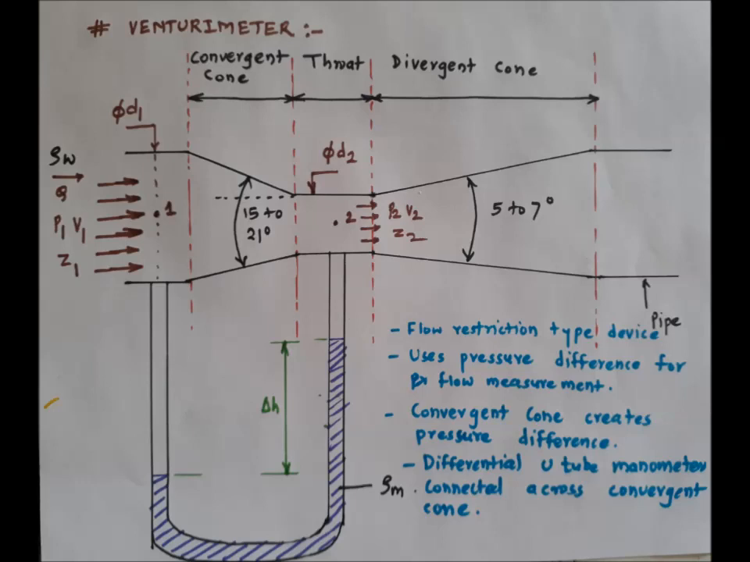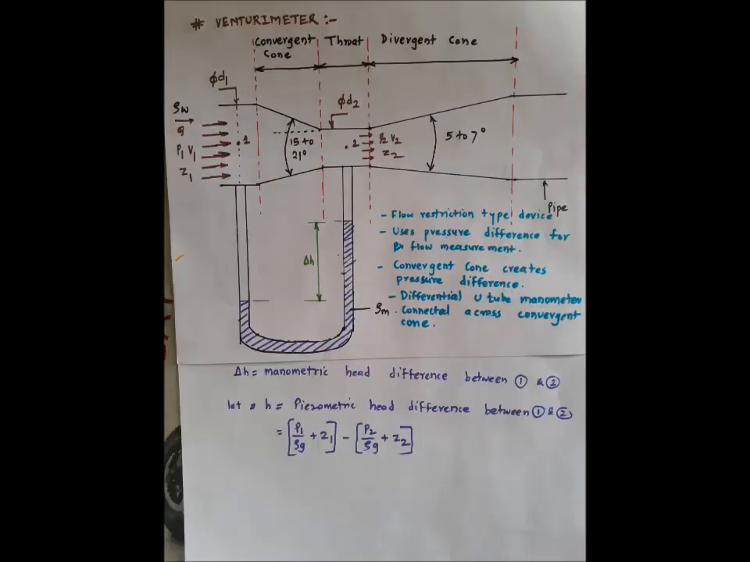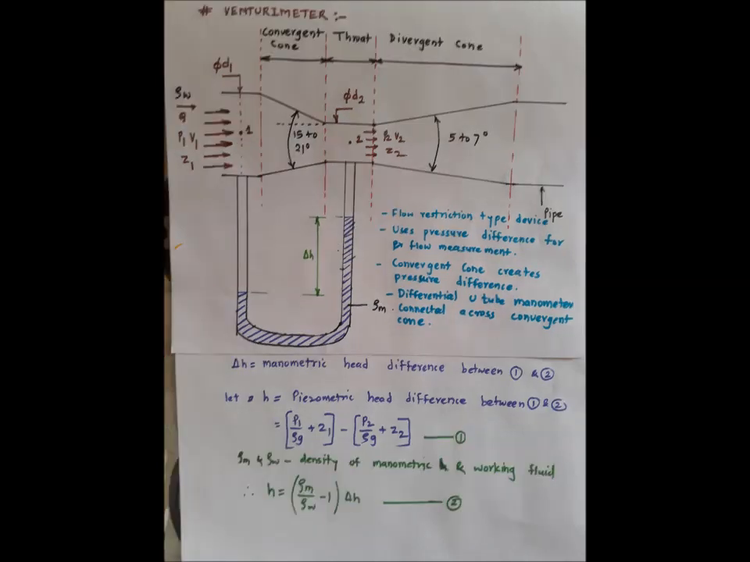So we'll see how the discharge can be measured by application of Bernoulli's theorem. Here, take points 1 and 2 where the ends of the U-tube differential manometer are attached. P1, V1, Z1 are the pressure, velocity and datum head at just the inlet to the convergent cone, while P2, V2, Z2 are the pressure, velocity and datum head at the throat section. Here delta H is the manometric head difference between point 1 and point 2.